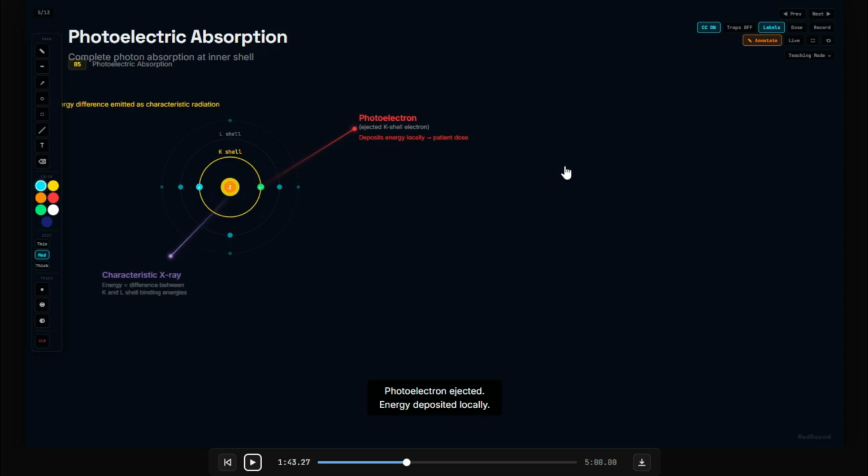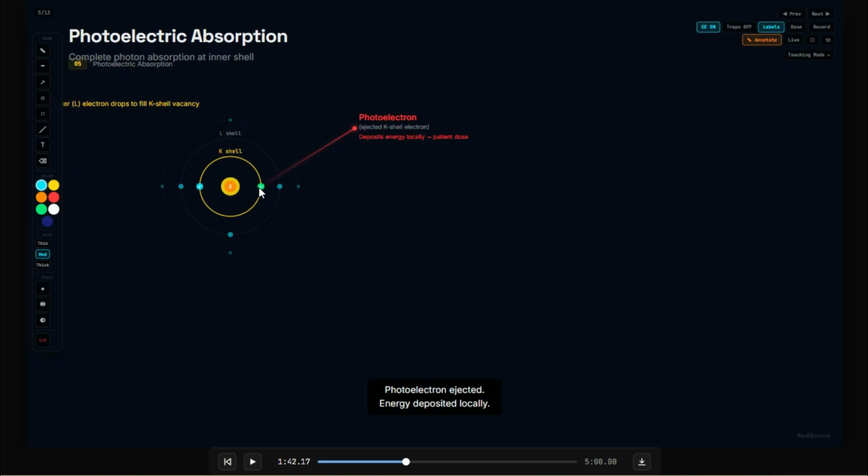The electron ejected from the inner part will be deposited in the body locally as patient dose. So an electron from the K shell is ejected. The electron is tightly bound in the inner shell and gets ejected out, okay? Then another electron from the L shell, or the outer shell before the K, will fall inside and fill this vacant place.